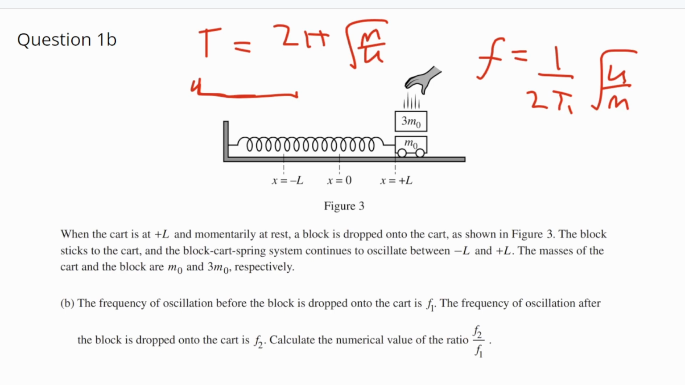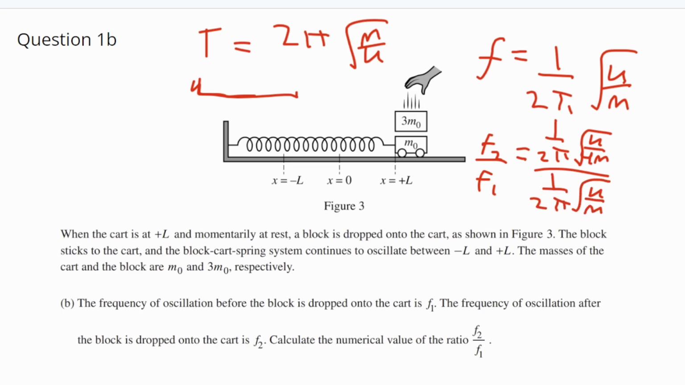So we already have the masses that are going to be on the system. So for f2, remember the mass is not 3m, but it's actually 4m because you're adding the mass on top of the already existing mass m, so it's going to be 1 over 2 pi square root of k over 4m, and on the bottom you have 1 over 2 pi square root of k over m. So first we cancel what we can, and cancel m, so we're left with the square root of 1 over 4, and the square root of 1/4 is just 1/2, so that is our answer.